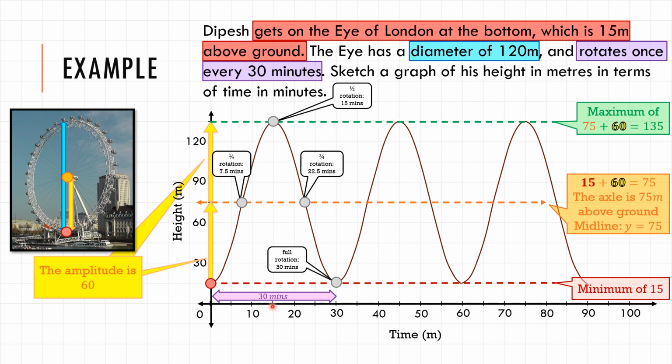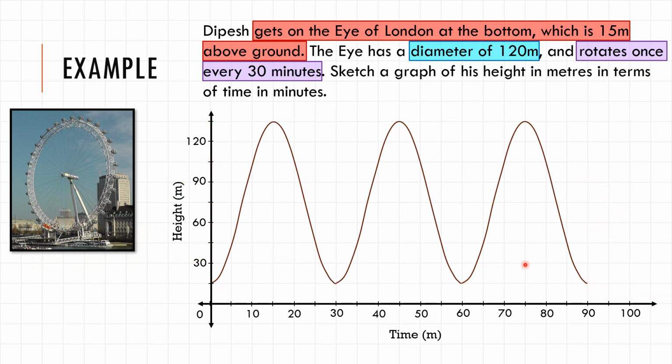So from 15 plus 30 is 45. And right there, he's at the maximum again. Plus another 30 is 75. And there he is at the maximum again. And I can do the same thing for the times that he's at the axle's height and at the bottom platform. And by doing all of this, this is the graph I should have been able to sketch out. And this describes his height in terms of time while he's on the Eye of London.